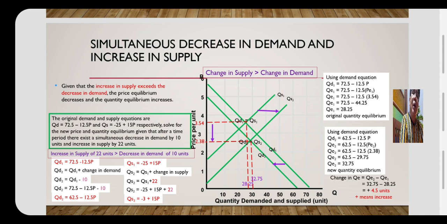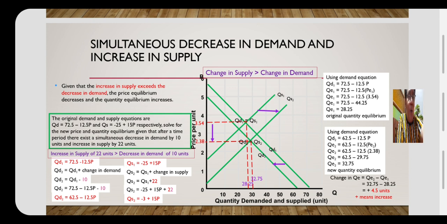And so the increase in supply by 22 units, which is far greater than the decrease in demand by 10 units, will bring about a decrease in price equilibrium from 3.54 to 2.38, and an increase in quantity equilibrium from 28.25 to 32.75.